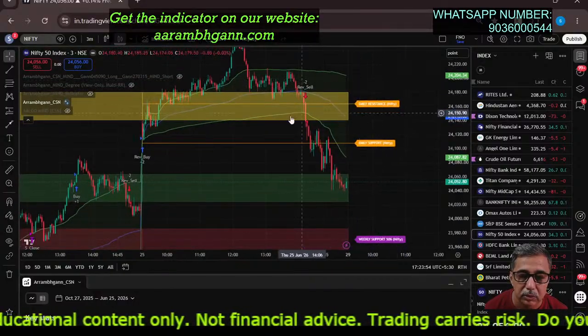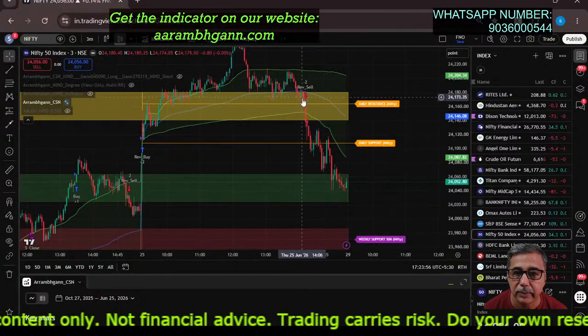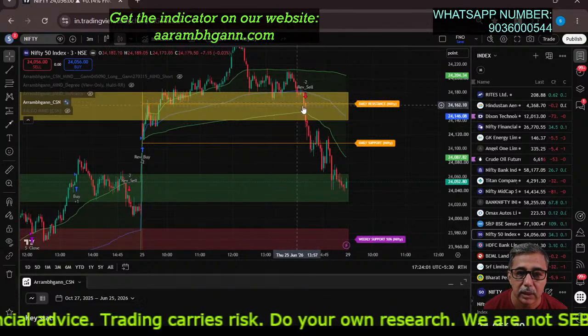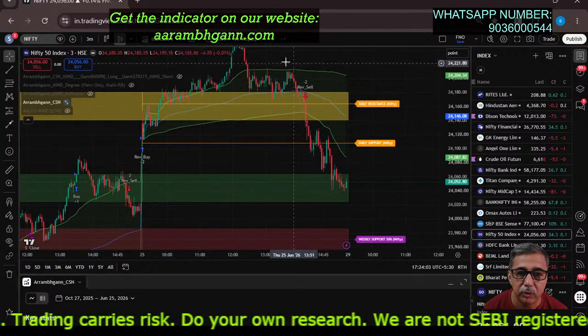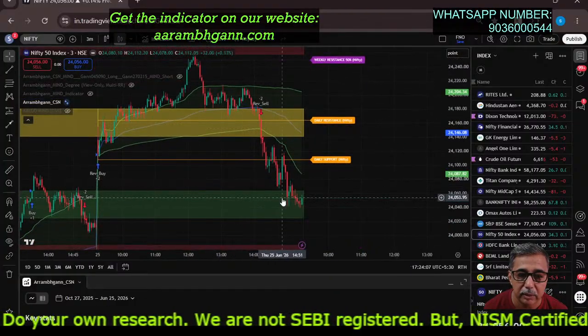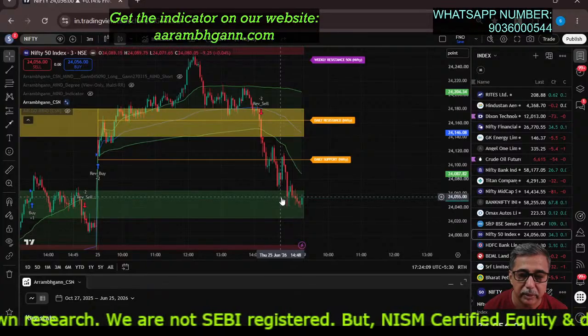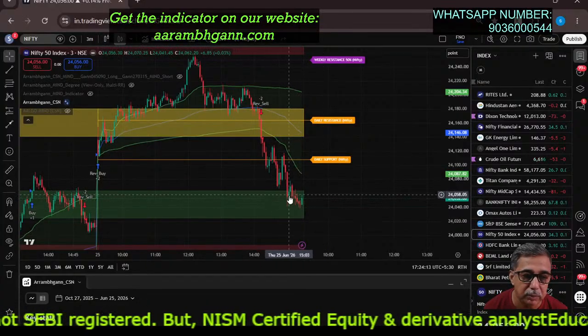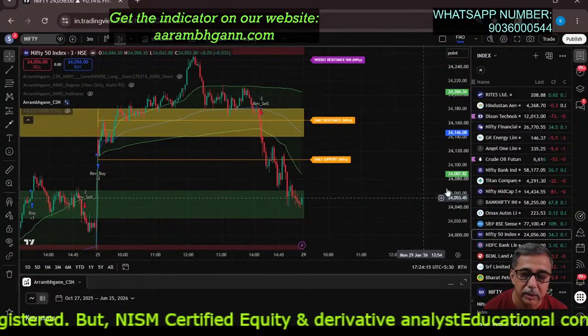Now below this, if you see here, 24,180, below the daily resistance, a short entry came again. If you have not taken the short here, at least you would have taken it here for a target of 24,053. Then it came to the buy zone again. It took support exactly at the buy zone and it is holding here.